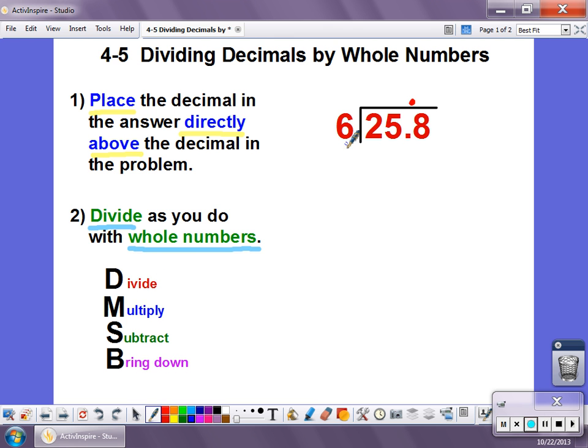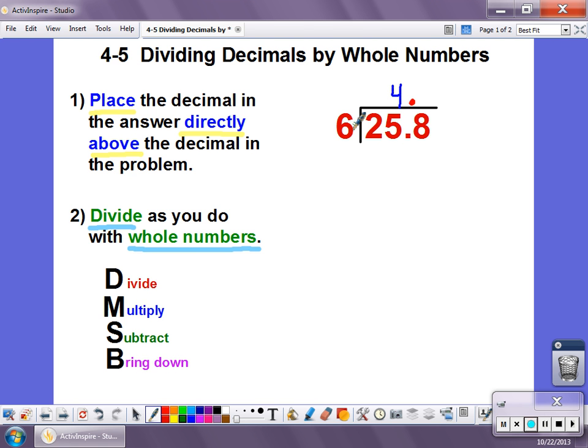So when I look at this problem, I'm going to say, okay, how many times can I divide 2 by 6? Well, I can't divide 2 by 6 at all, so nothing goes in this space. And I'm going to look over here to 25 now. How many times can 25 be divided by 6? Well, 25 can be divided by 6 4 times. So the first thing I do is divide.